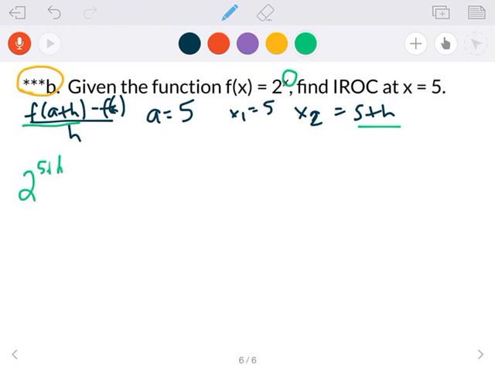And then we're going to subtract f of a. So we're going to plug 5 into our expression. So subtract 2 to the 5th, all over h. Can we simplify that?